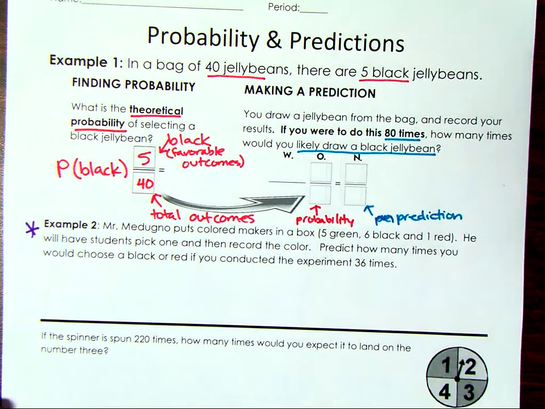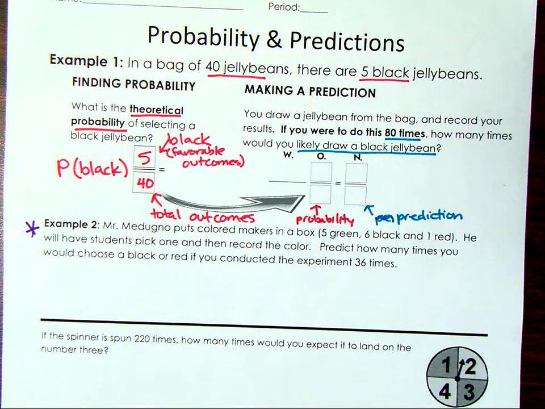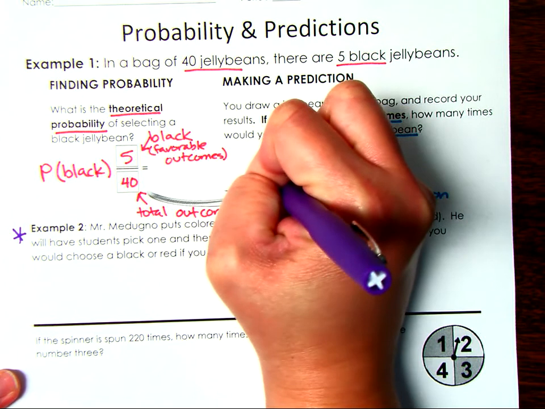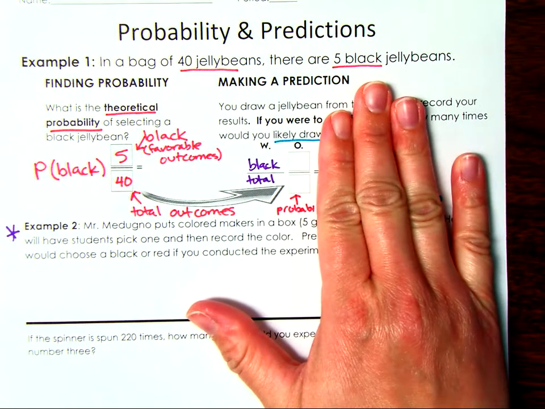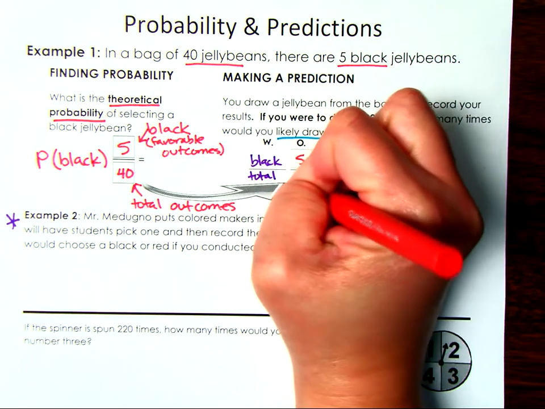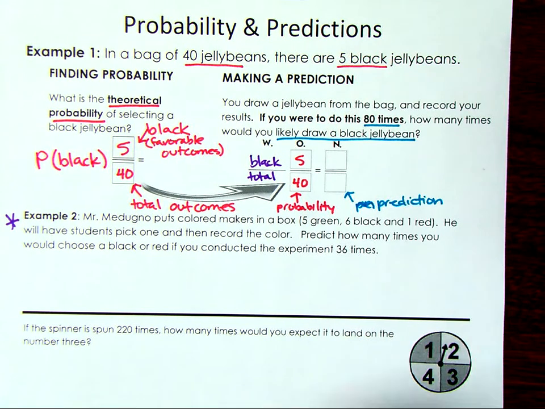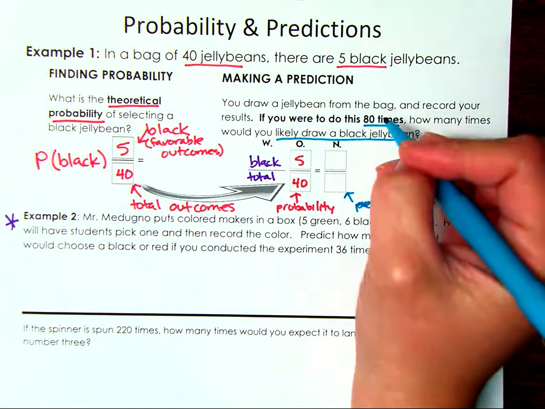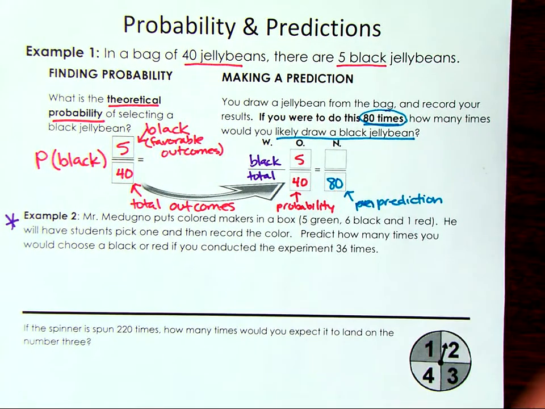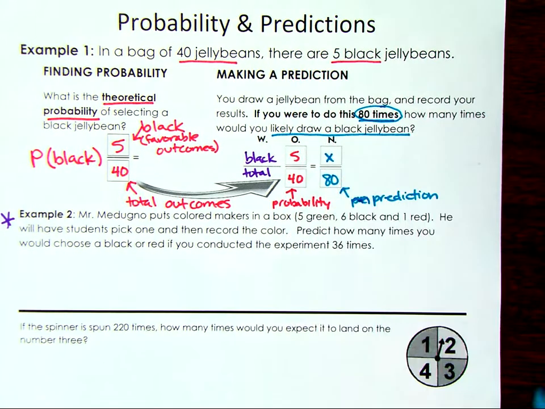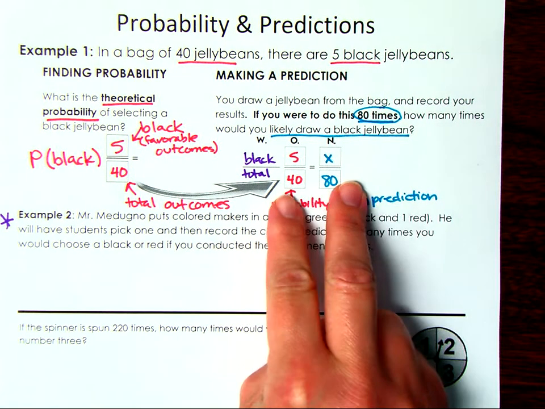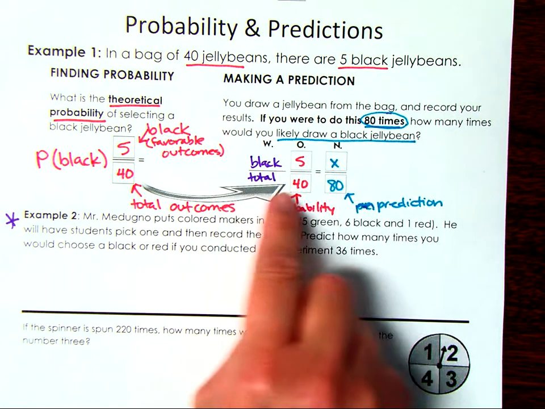So we always start with our one table. The W stands for in words, so we're comparing black jelly beans to the total. And my original ratio, that's what that O stands for. Originally I had a 5 out of 40 chance of getting a black jelly bean. Now this prediction is if we were to do this 80 times. So if we had a total of 80 times that we were drawing, my unknown that I'm looking for is for the black. Now remember with ratios, 2 equivalent ratios is a proportion. That's what this is called, a proportion table.